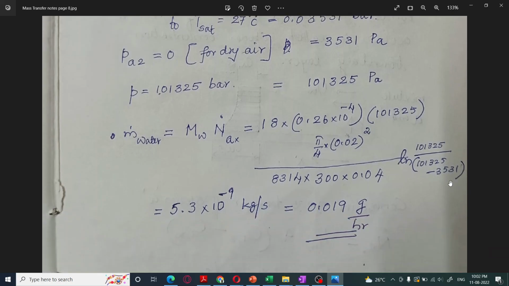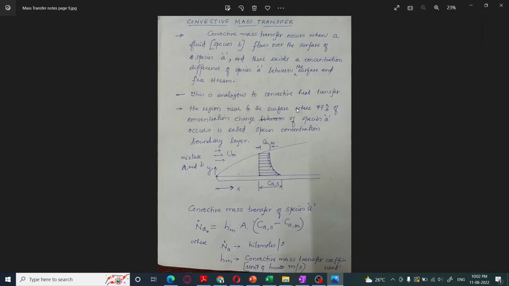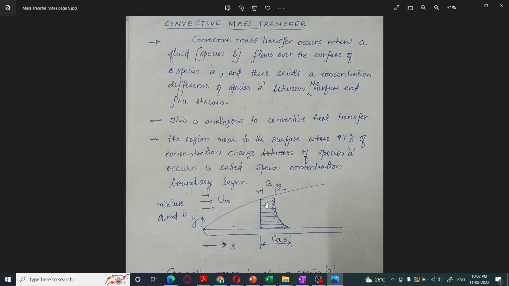That is substituted here. So finally, we will get 5.3 into 10 raised to minus 9 kilogram per second. Or we can say multiplying by 1000 and multiplying by 3600, we will get gram per hour. This many gram per hour, water will be evaporated into the dry air, stationary dry air. So that was the example which we can expect for the examination based on diffusion mass transfer.